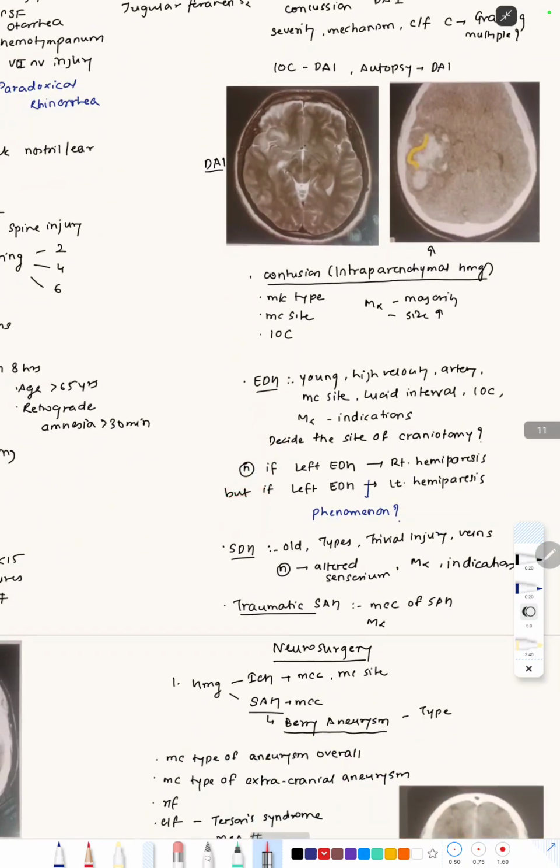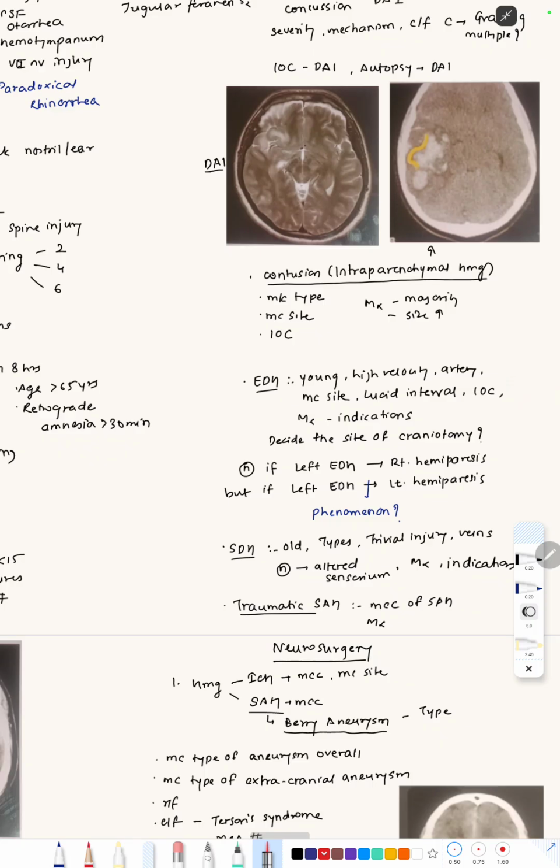Extradural hemorrhage is generally found in young, high velocity injuries. Artery involved is the middle meningeal artery. Most common site is the pterion. The lucid interval is the interval of consciousness between two periods of unconsciousness. Investigation of choice is NCCT. Management is either a burr hole or craniotomy. Generally craniotomy is preferred nowadays.